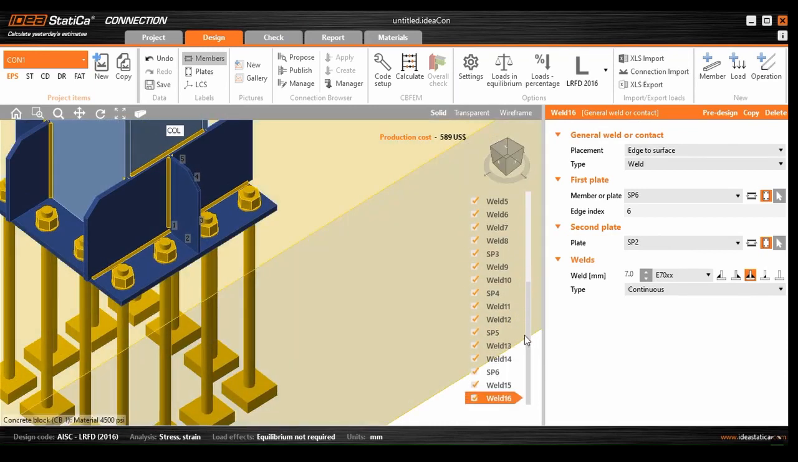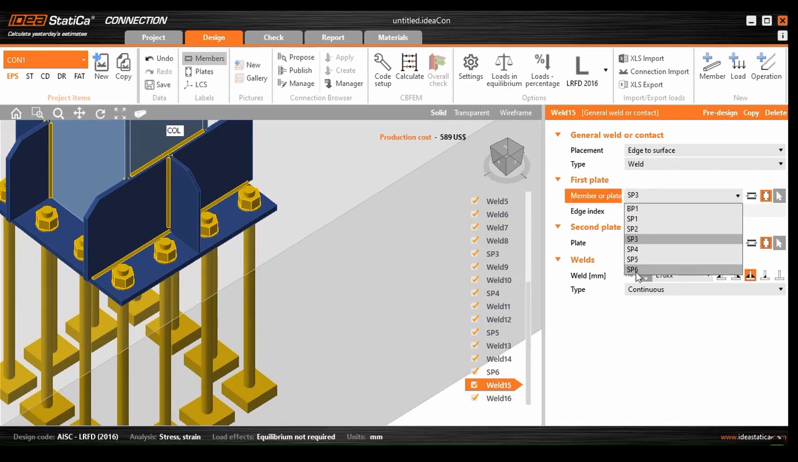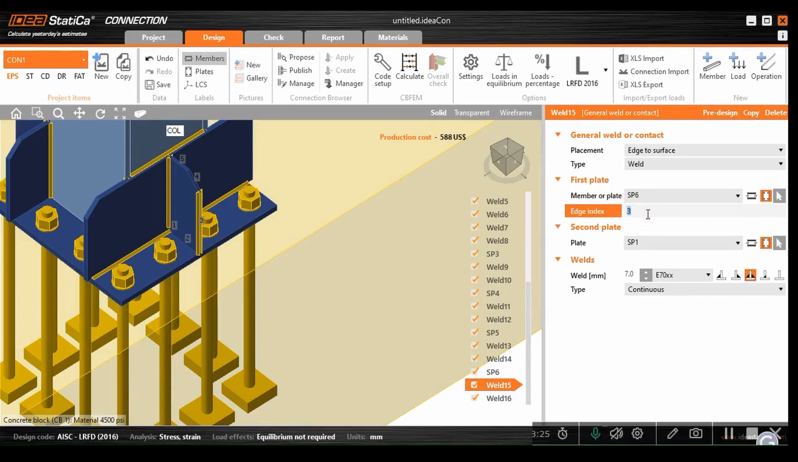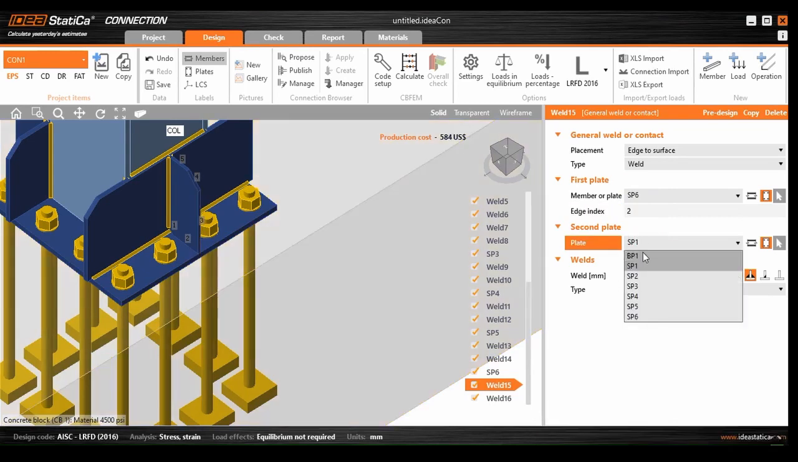Then select the weld 15 and change the first plate here to SP6, index 2, and change the SP1 in the second plate to BP1. Okay, now all the welds are added properly.